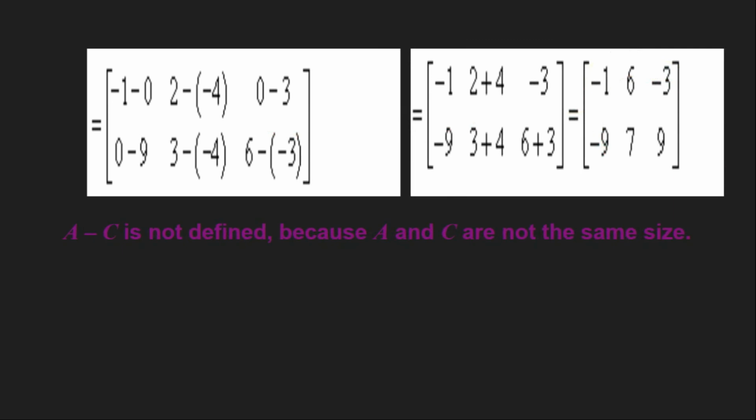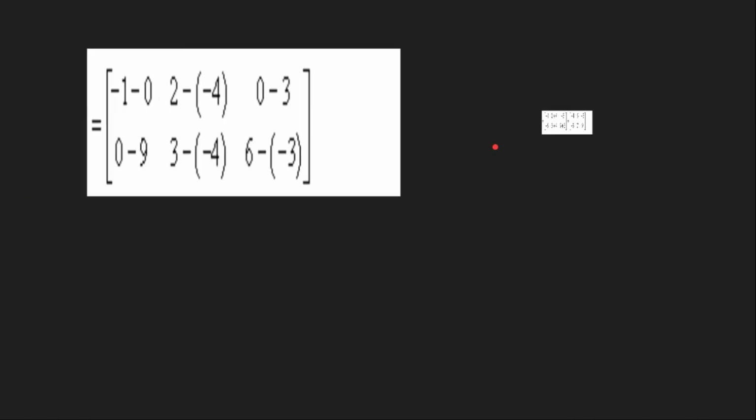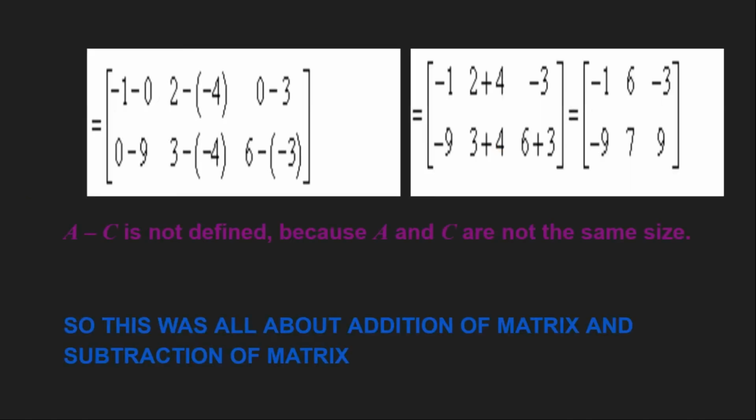Now A minus C is not defined. The reason, as I already told you, is that A and C are not of the same size. As you see here, A has a 2 cross 3 order and C has a 2 cross 2 order, so we can't subtract them because A and C do not have the same dimensions. So this was all about addition and subtraction of matrices.